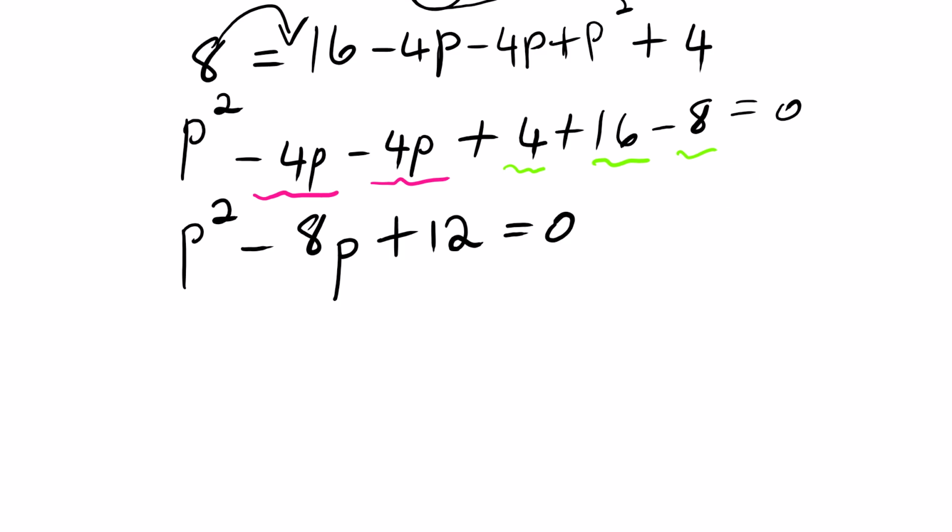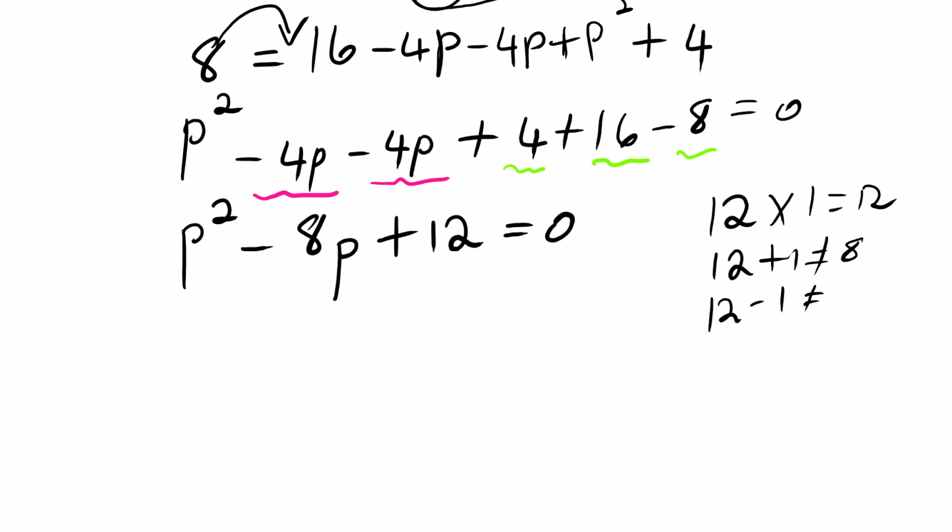Let us look at other two numbers. You multiply them, they give you 12. So we have 12 multiplied by 1, it's 12. 12 plus 1, it's not equal to 8. 12 minus 1, it's not equal to 8. Negative 12 minus 1, it's also not equal to 8. So you can see that 12 and 1, they are not the factors of this equation.